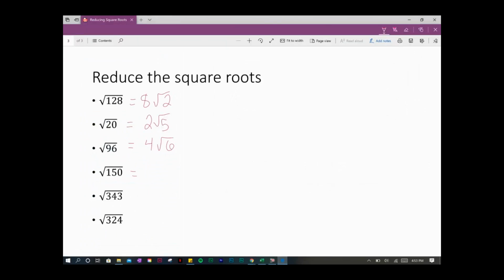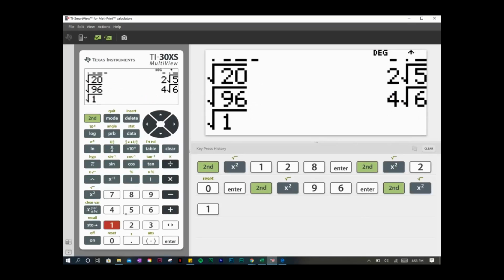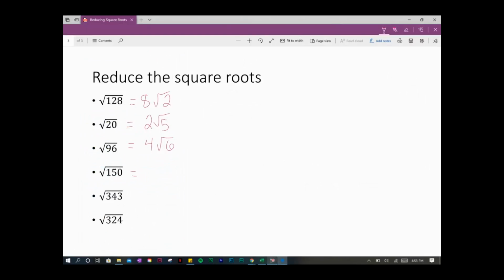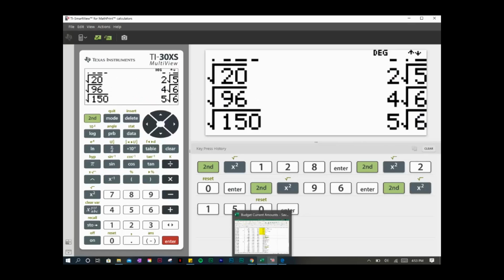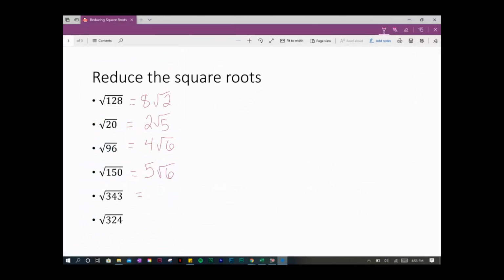Square root of 150. Again, on the calculator, second, then the x squared, 150, enter, 5 root 6. Square root of 343. Again, second, x squared, 343, enter, 7 root 7. And finally, the square root of 324.